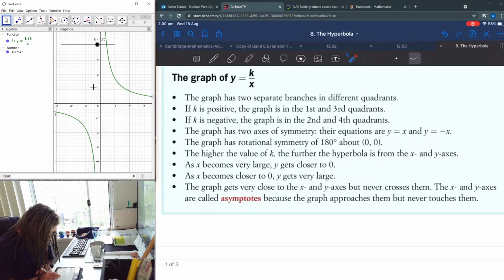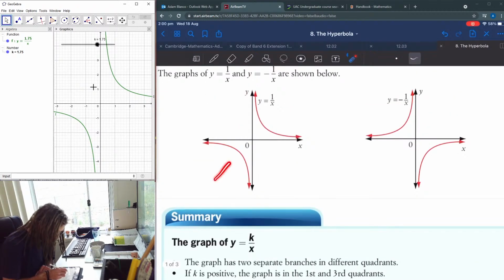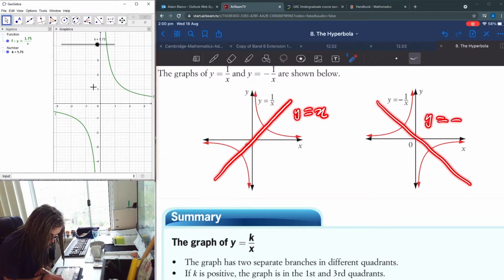It says the graphs have axes of symmetry, y equals x and y equals minus x. Y equals x looks like this. So that's y equals x. Y equals minus x looks like that. So that's the axes of symmetry. That's all that's saying.